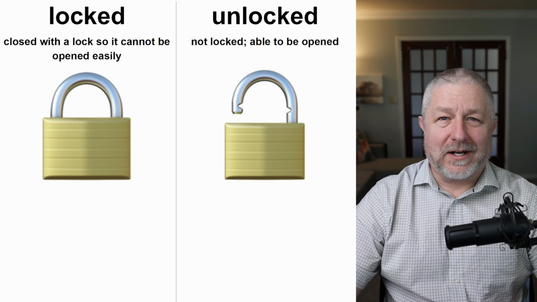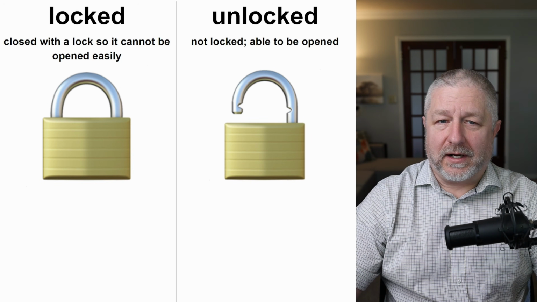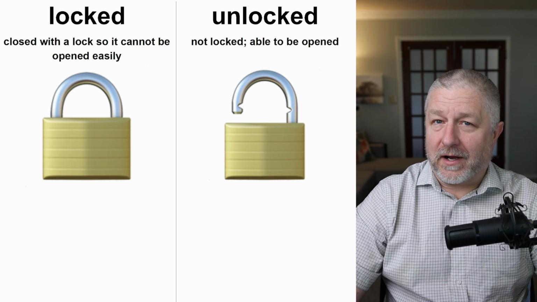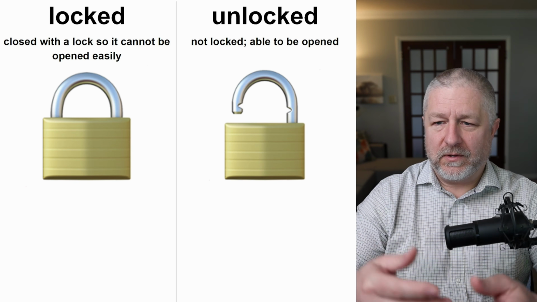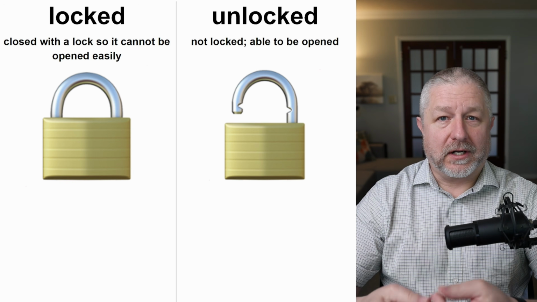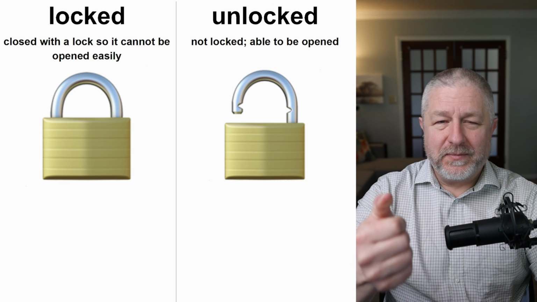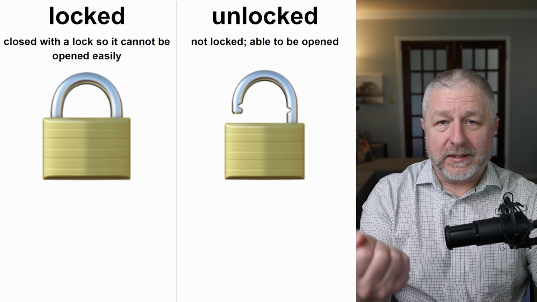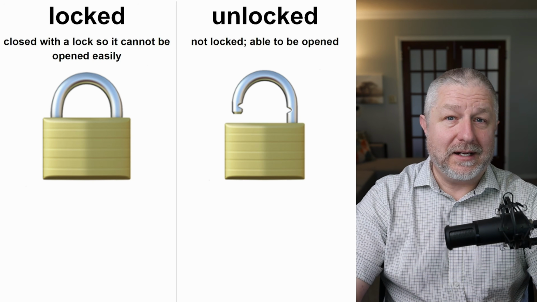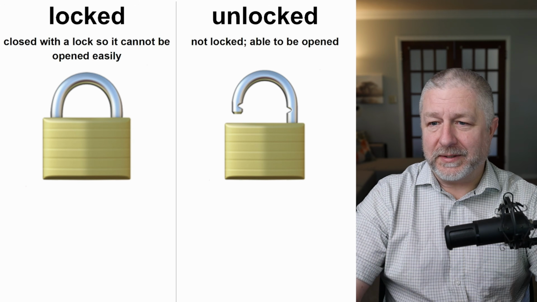Locked and unlocked. So locked is closed with a lock, so it cannot be opened easily. And unlocked is not locked, able to be opened. So if you have a door, or even if you have like your car can be locked, beep, beep, and then people cannot easily open it. It's locked. Or you can unlock your car, beep, beep, and then it is unlocked and it is easily opened.